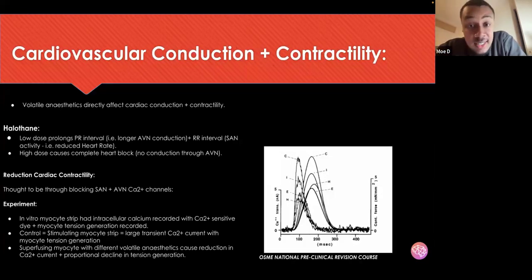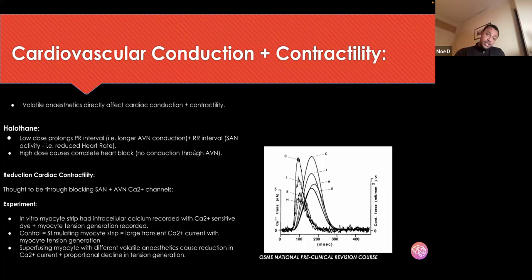So in terms of cardiovascular conduction and contractility, volatile anesthetics directly affect the myocardium's ability to conduct impulses and also to contract. So if you take an example of a volatile anesthetic, halothane, low doses of halothane prolong the PR interval. PR interval being between the start of atrial depolarization and ventricular depolarization, i.e. it causes a longer AVN conduction, and low doses also prolong the RR interval, i.e. it reduces heart rate, presumably due to a reduction in SAN activity.